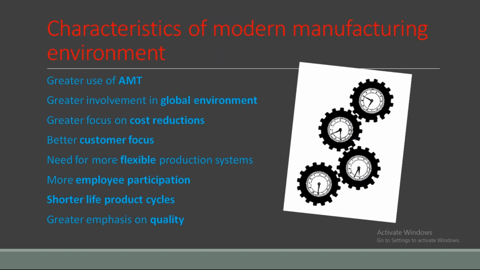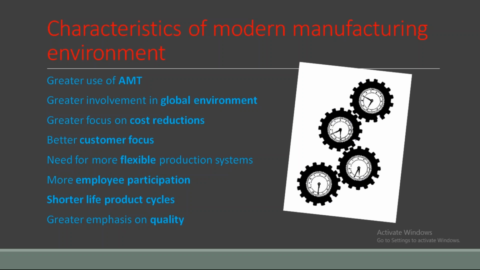This is why we have employee participation, sometimes what we call empowerment. Shorter product life cycles: we have to understand, we can't produce a product thinking that the product will be there for 10 years. We have to think all the time of shorter life cycle products in the companies we are working with today.